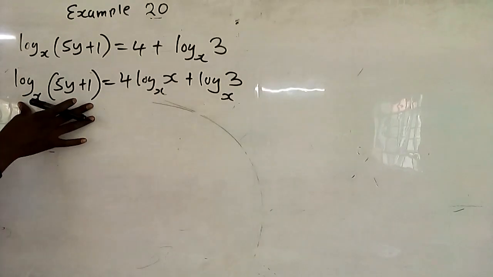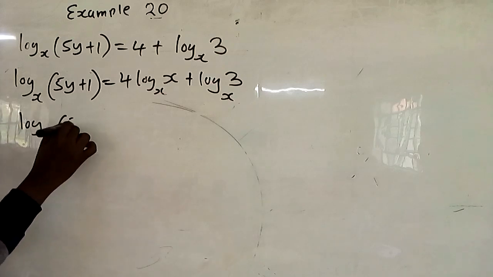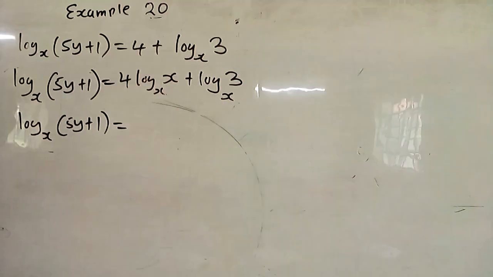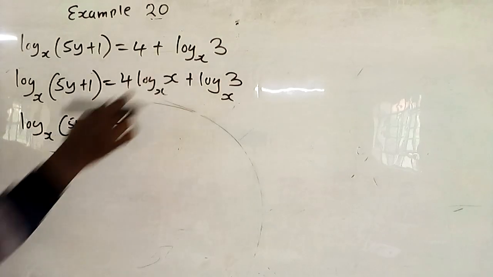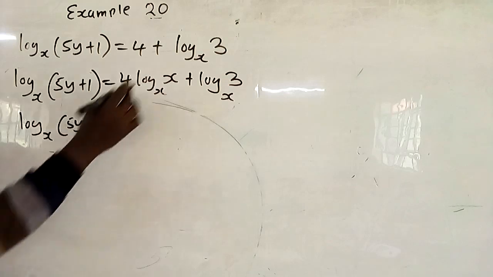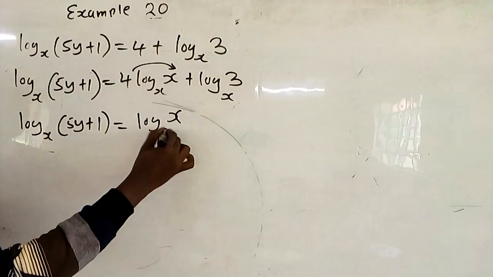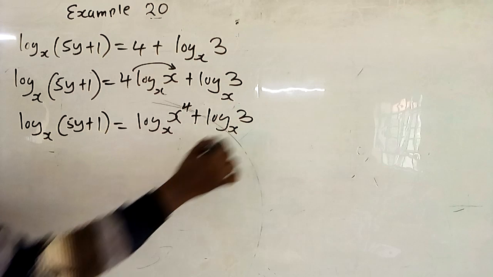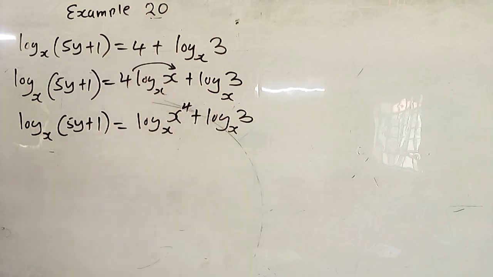So on the left hand side of the equation we already have one term, log 5y plus 1 to base x, to be equal to, then you combine the other side, isn't it? Before you combine them, what do you do? You get rid of the coefficient, isn't it? So this coefficient 4 becomes the power. So we are going to have log x to base x raised to power 4, then plus log 3 to base x. Now there is no coefficient, isn't it?